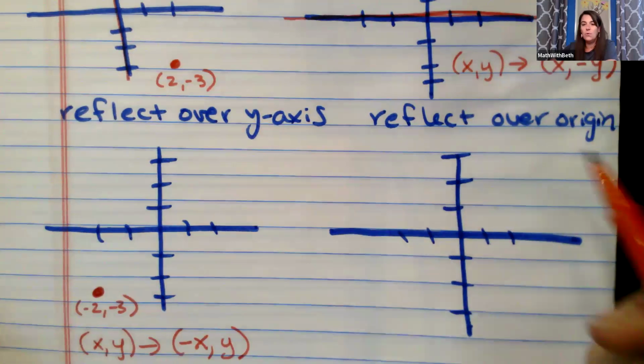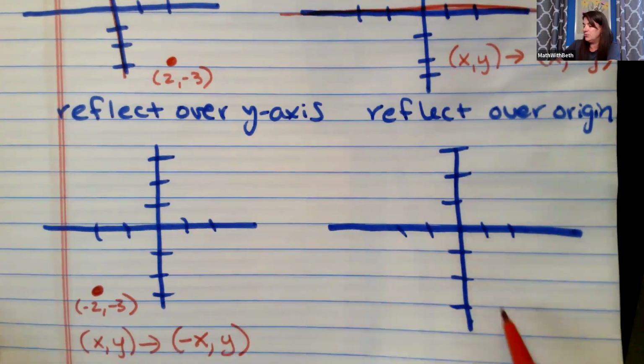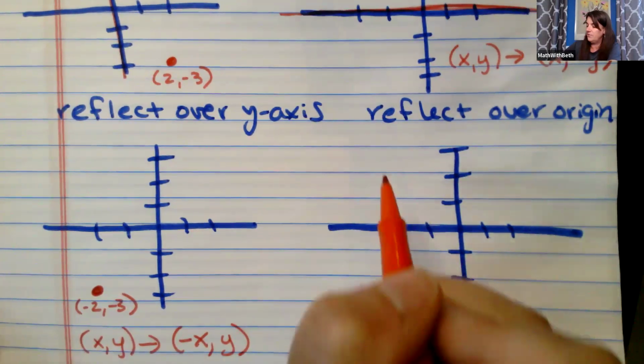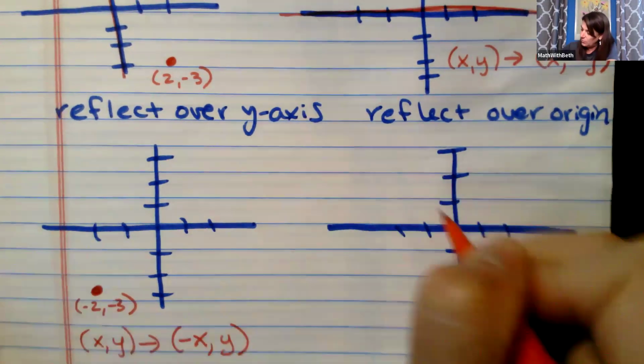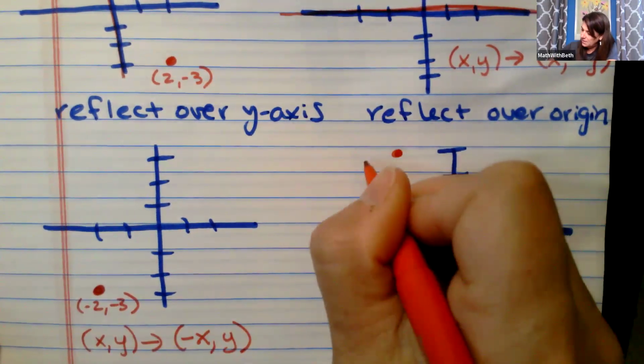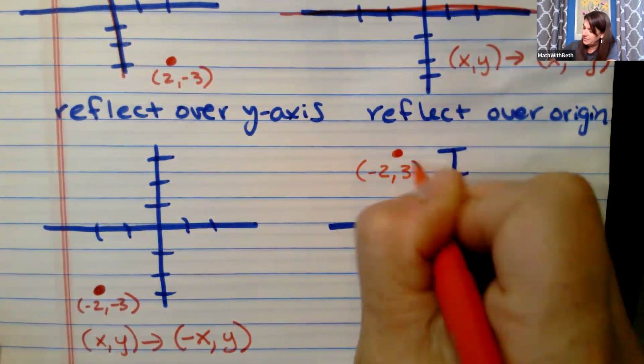And then finally reflecting over the origin. If we were at the point 2, -3, which is down here, and I wanted to flip it diagonally, it would become -2, +3.